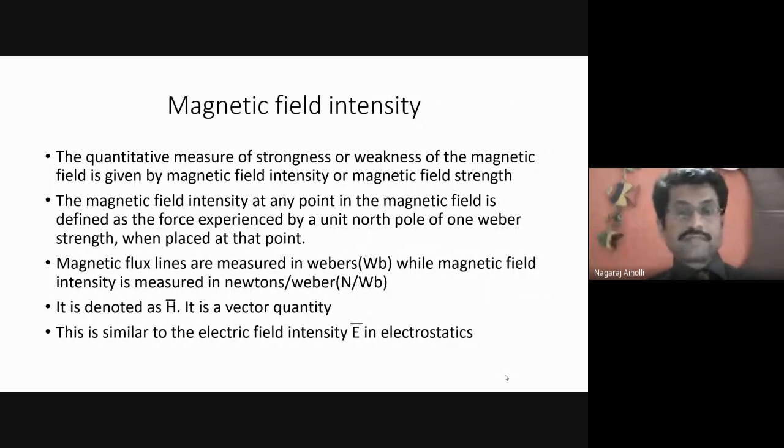Magnetic flux lines are measured in Webers, whereas magnetic field intensity is measured in Newtons per Weber. Magnetic field intensity is measured in Newtons per Weber.